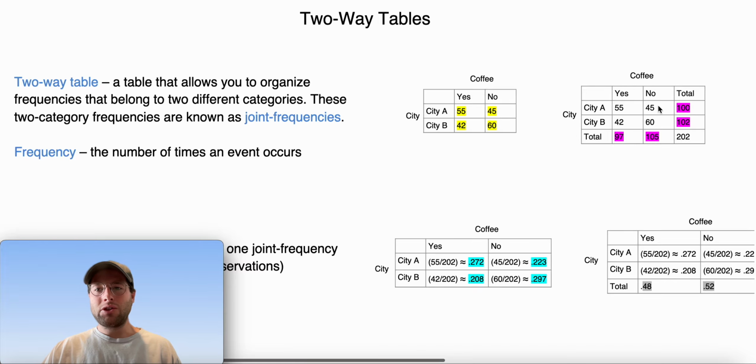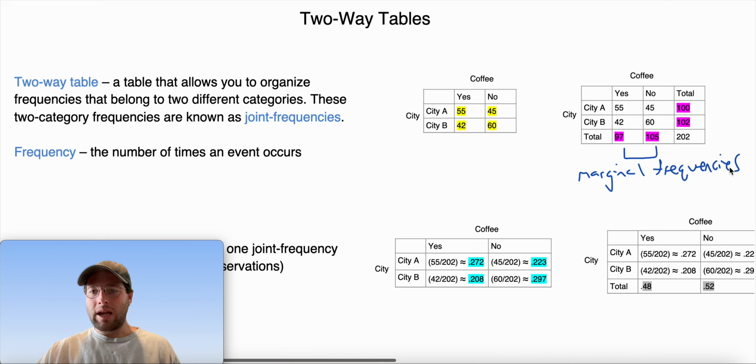All right, let's look at the second table here. It looks a little bit different, but we'll explain what's going on. The highlighted values here represent marginal frequencies. And the same thing with these. So these are also the marginal frequencies. All right, so how do we calculate the marginal frequencies?